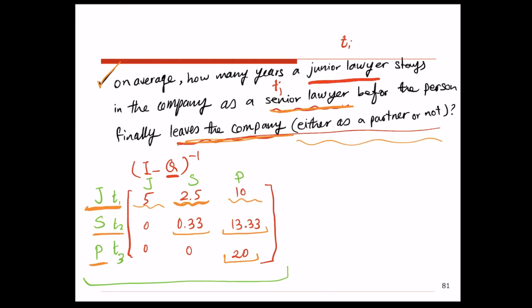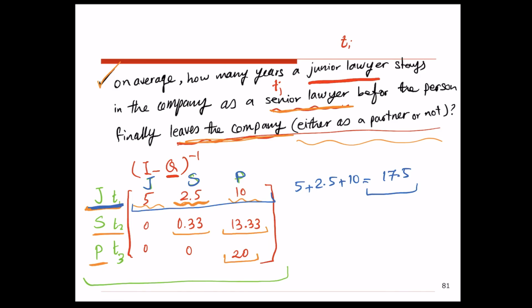We said that for a junior person, we want to see how long they stay with the system. We don't care if they stay as a junior or as a senior or as a partner. So the answer to that question is basically the sum of the numbers of this row. So if I add 5 plus 2.5 plus 10, that's 17.5. That means a newly hired junior lawyer in the company spends about 17 and a half years in this company before the person finally leaves the company, either as partner or non-partner.